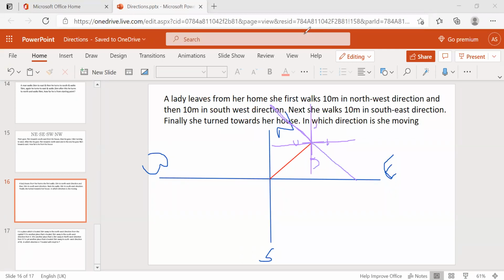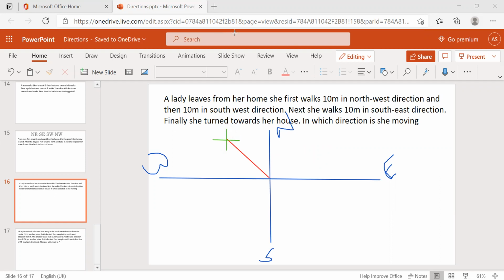Now, look at this. Okay, come to the problem. A lady leaves her home. She first walks 10 meters in the northwest. Which one is the northwest? This one, right? That's why I'm using different colors, so you can find it easily. So this is the northwest. How many meters? 10 meters, like this. And then you draw one diagram here.